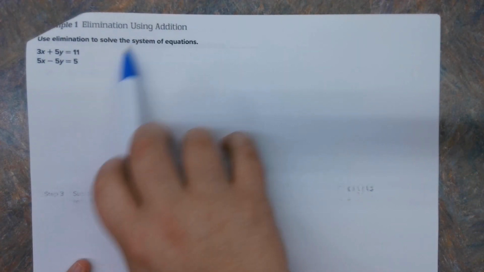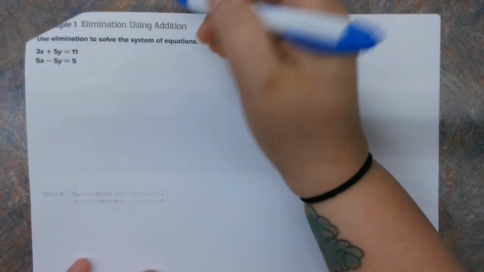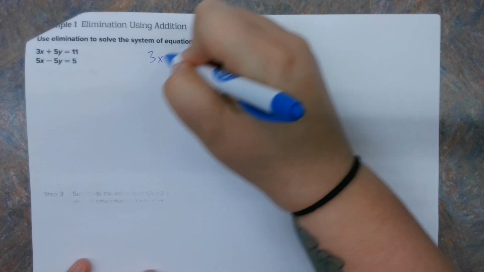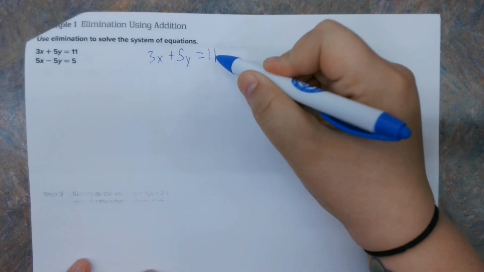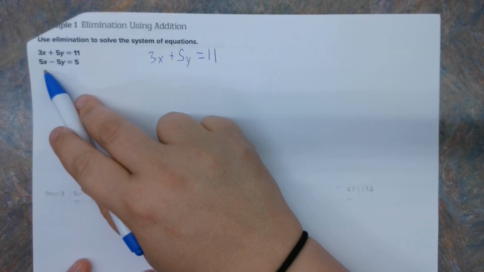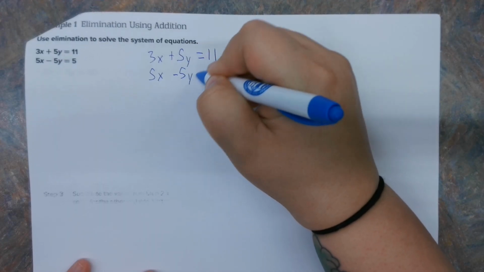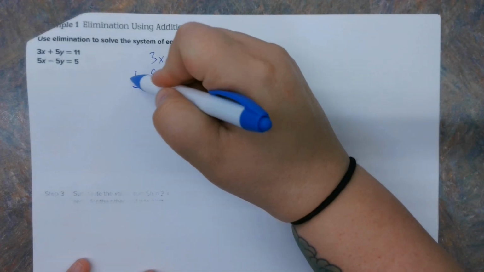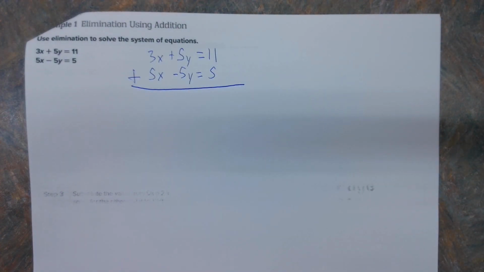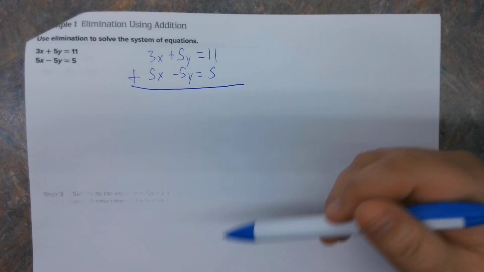So they're going to give you a problem like this. I want you to rewrite it because you need to be able to read the problems later. So I'm going to go ahead and go 3x plus 5y equals 11. And right underneath of it, I'm going to write the second equation. 5x minus 5y equals 5. I am setting this up like an addition problem. Why am I setting this up like an addition problem? Because there's a difference. You need to be able to tell whether you can add or subtract.